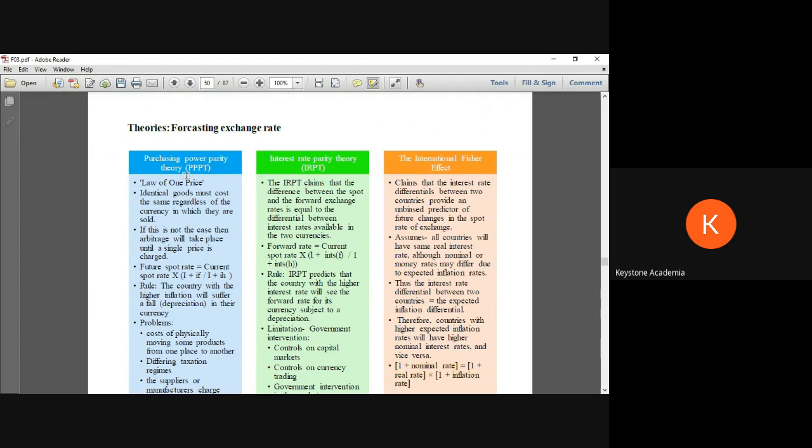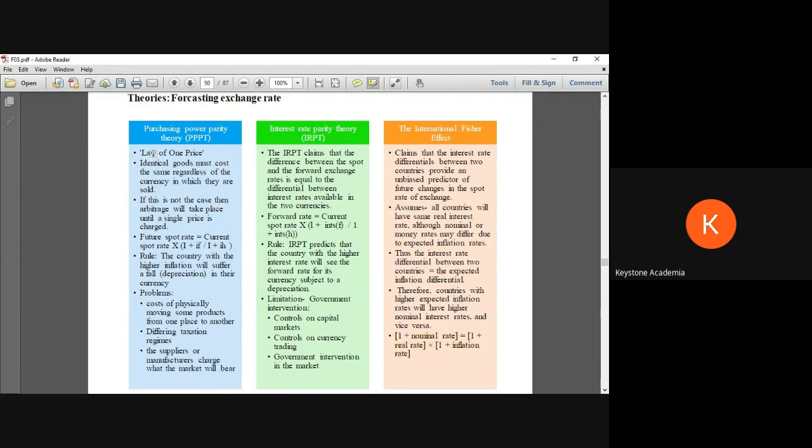There are some big theories like purchasing power parity theory, also known as PPPT. Then we have interest rate parity theory and international Fisher effects. All of these come to the same objective. They can give you some rough idea what the exchange rate will be in the future. Based on that, you can decide how much to hedge or not, and whatever your business strategy is for currency risk management.